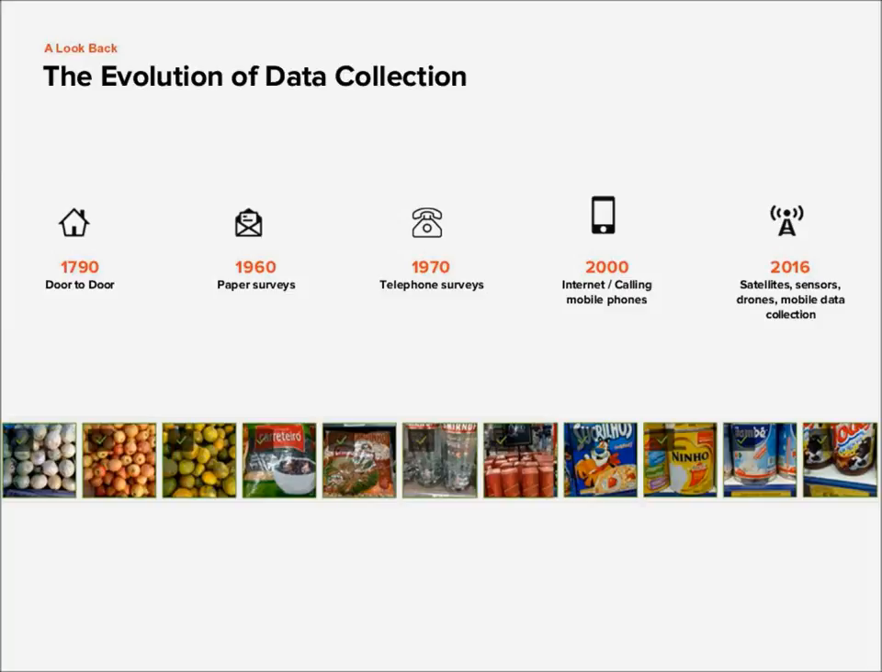The first attempts to call mobile phones, so non-landline phones, for economic surveys happened in the 2000s. One of the biggest and maybe arguably most successful attempts was the Current Population Survey, CPS, which first started experimenting with calling mobile phones in 2004.